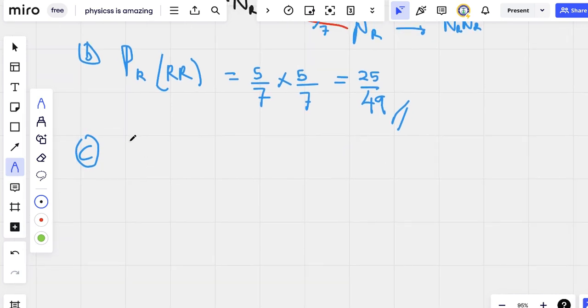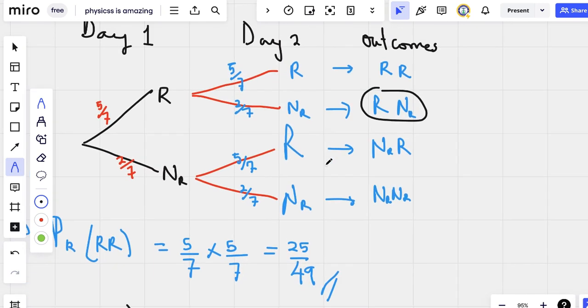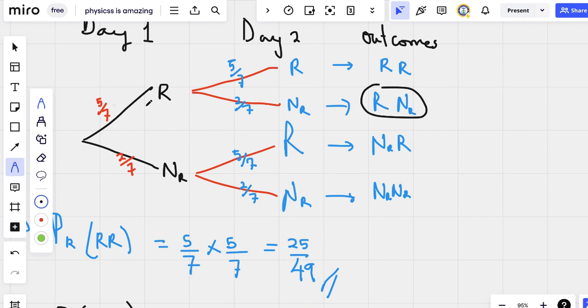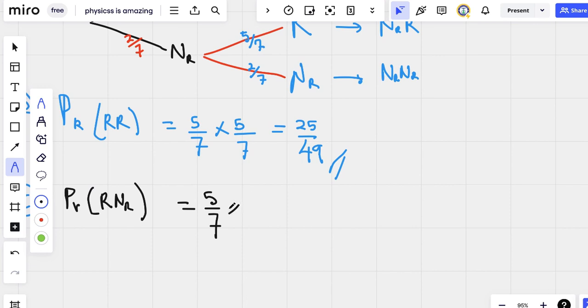So we're going to be calculating the probability of raining on the first day and not raining on the second day. Since this is the only possible outcome, this is what we're going to calculate. The probability of raining on the first day is 5 over 7. On the second day, it doesn't rain. If it rains, it's 5 over 7; if it does not rain, it's 2 over 7. So we're going to multiply by 2 over 7.